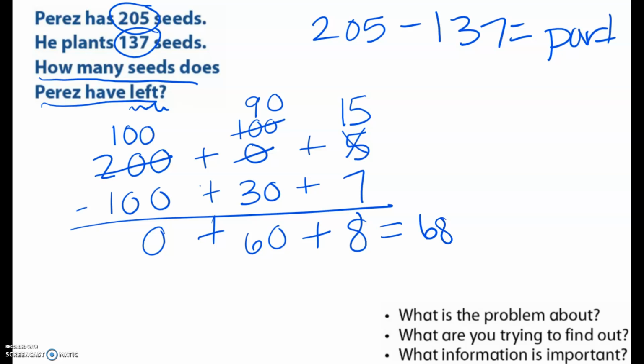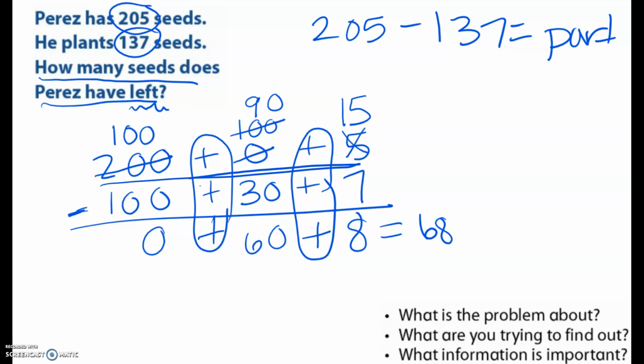So when I put them back together, that's 68. Now it's a little bit confusing when you do it this way because we have these plus signs right here. And we're like, why do we have plus signs if we're going to subtract? Well, because to get what we started with, we have to add our hundreds, tens, and ones, and add our hundreds, tens, and ones down here. So we have to put them together to get the numbers we started with.